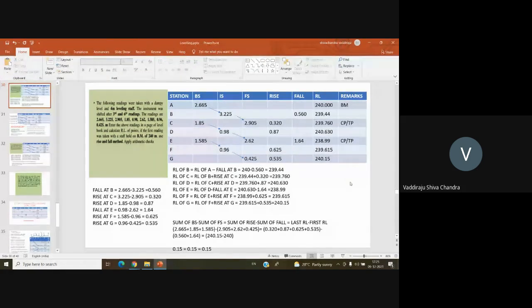In this, you need to be very careful while determining the rise and fall, because the RL of a particular point is dependent on the RL of the previous point and the corresponding fall or rise. If at all any mistake has occurred here, this last RL minus first RL check may not be satisfied. So you need to be very careful while doing these problems.